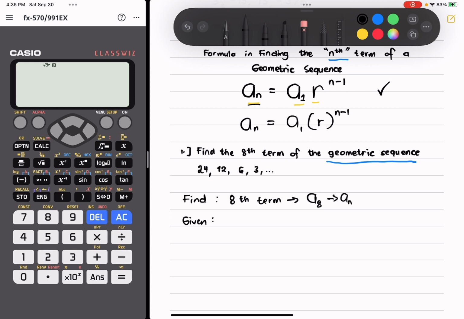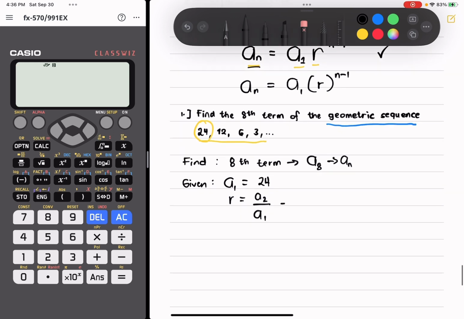Equals A sub 1. So, unang kailangan natin is A sub 1. So, what is A sub 1 in the given sequence? Ito ang ating sequence. So, ang A sub 1 natin dyan is 24. Then, ano pa yung needs natin? We have R. So, ang R natin is, meron tayong formula dyan, that is succeeding term divided by the preceding term. In other words, start tayo sa A sub 2 divided by A sub 1.